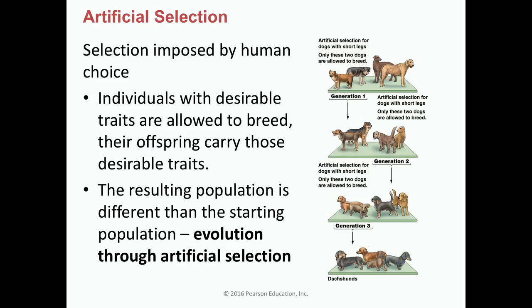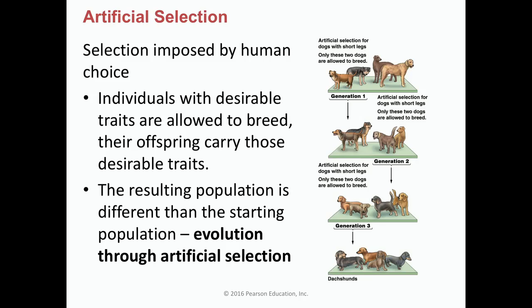So for instance, this graphic shows that dogs with some variation, some with longer legs and some with shorter legs, if you only allow the short-legged dogs to breed and you prevent the long-legged dogs from breeding, the next generation is going to have mostly short-legged dogs. But even amongst that second generation, you'll have some with longer and some with shorter legs.